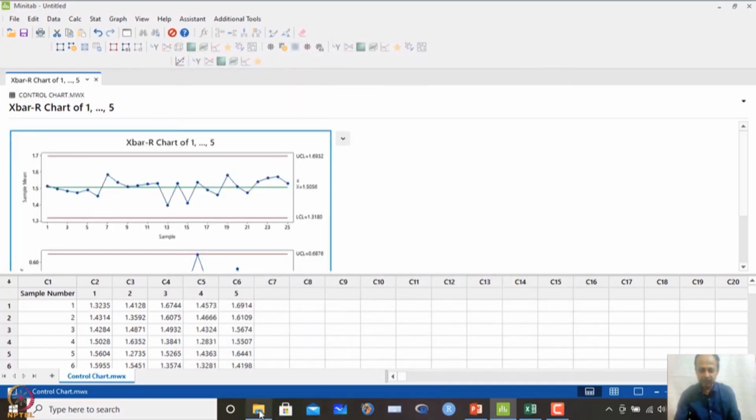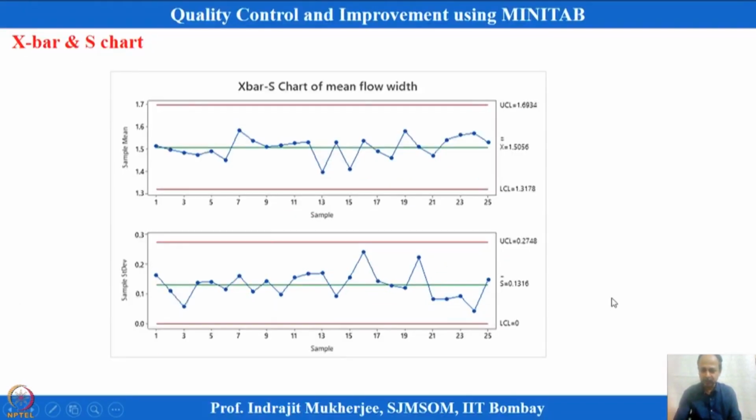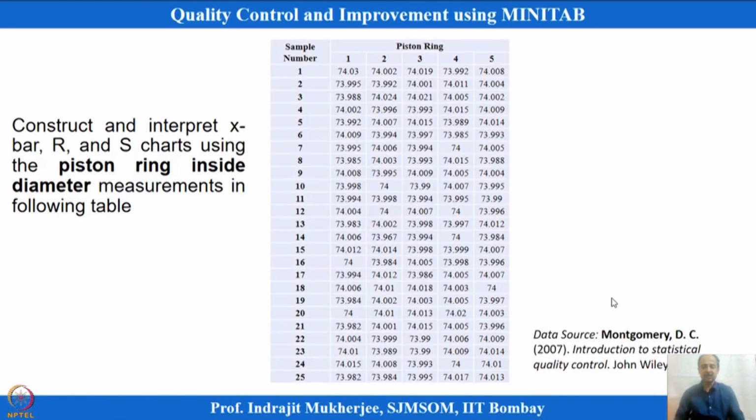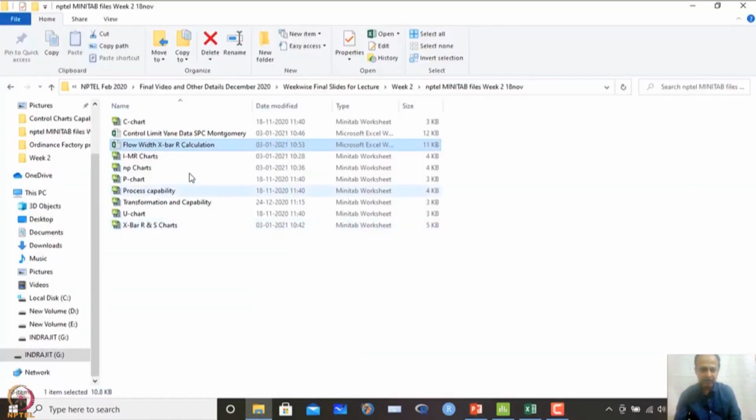Let us try to see any more examples that we have, and then we can move on. There is another example we can take: construct and interpret the R bar and S chart using piston ring inside diameter. Here the number of observations is 5, and the question is whether we can use an S chart for this also. That is also possible. So we will take the piston ring example and do that. We can use the R chart, and we can use the x bar S chart also.